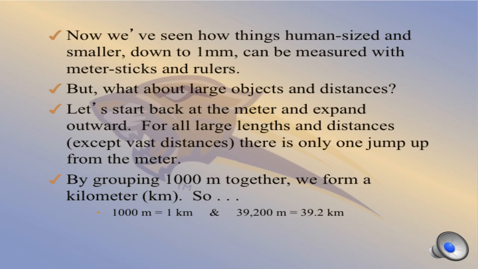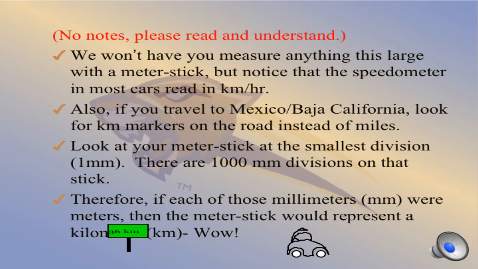So now that we've looked at things that are human sized and smaller, let's look at the one big measurement that we're going to be dealing with, which is 1,000 meters grouped together, also known as a kilometer. Kilo means 1,000, so 1,000 meters equals 1 kilometer. There's no way we're going to be able to measure something like this with what we have.